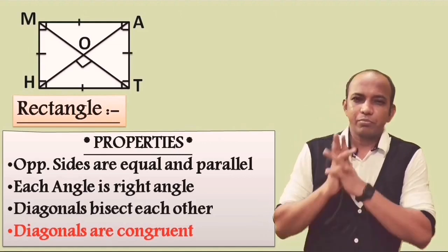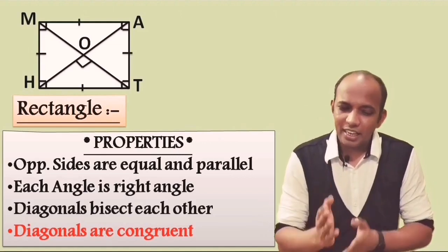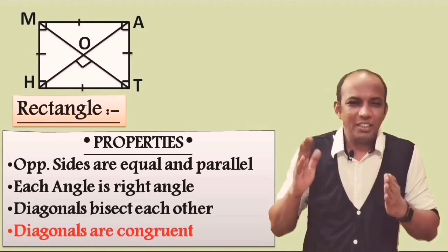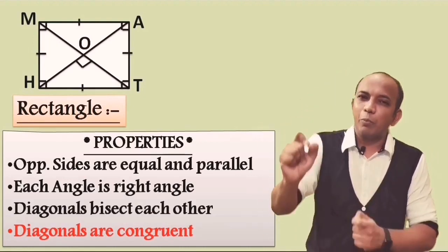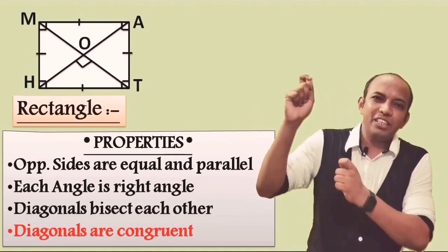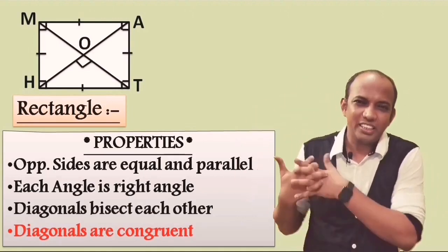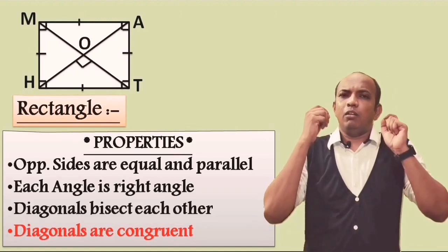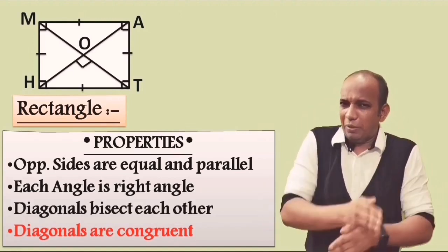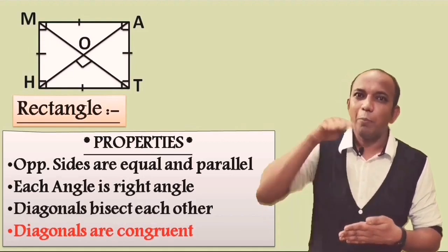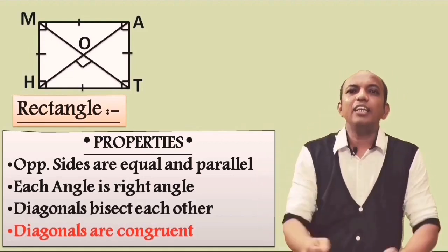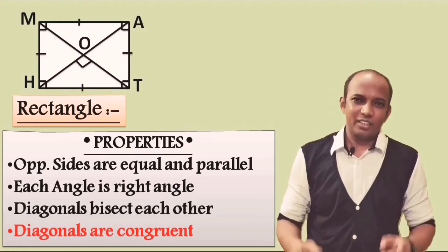Third and the important one, diagonals of a rectangle bisect each other. That means same part. Point O in the diagram is nothing but the midpoint for diagonal MT and the other one also, that is AH. The last property of the rectangle is the extra one which is added to the parallelogram. You can say diagonals of a rectangle are congruent.